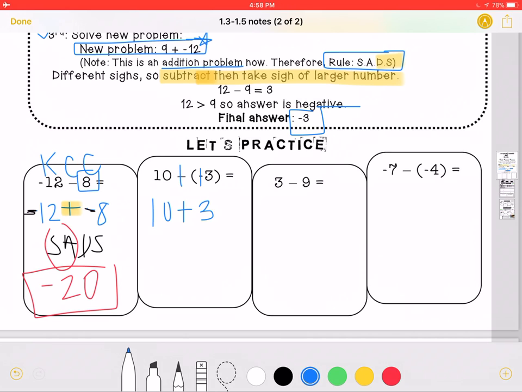They have the same signs. I'm thinking of SADS. They have the same signs, so we're going to add. And we're going to keep that same sign, so it's going to stay positive.